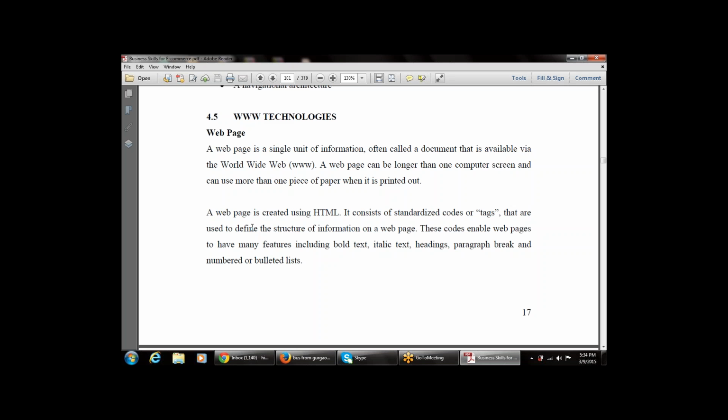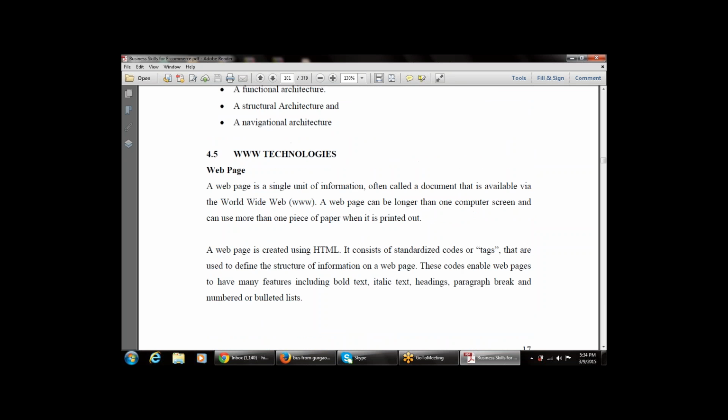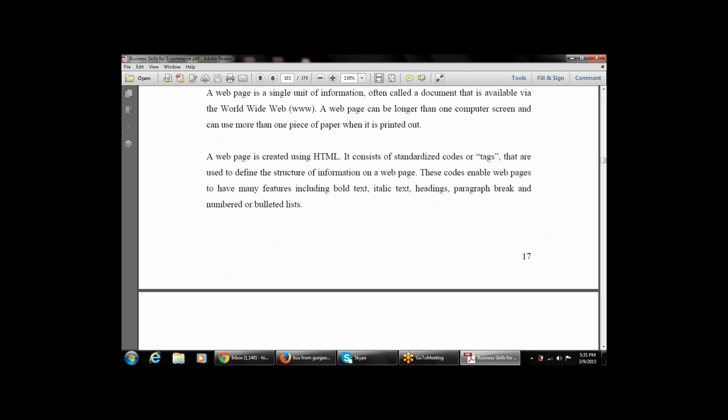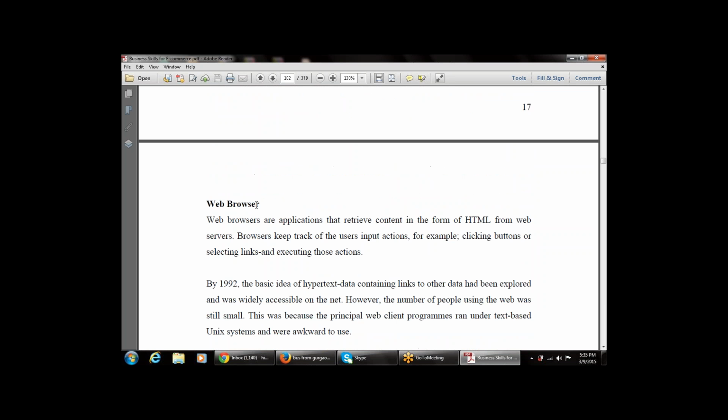These codes enable web pages to have many features, including bold text, italic text, headings, paragraph breaks, and numbered or bullet lists. So tags are used to define various information or give an attractive look to web pages. This includes bold text, italic text, headings, paragraphs, numbered or bullet lists. So this is one of the technologies available, that is a web page: a single unit of information on any topic, with any feature.